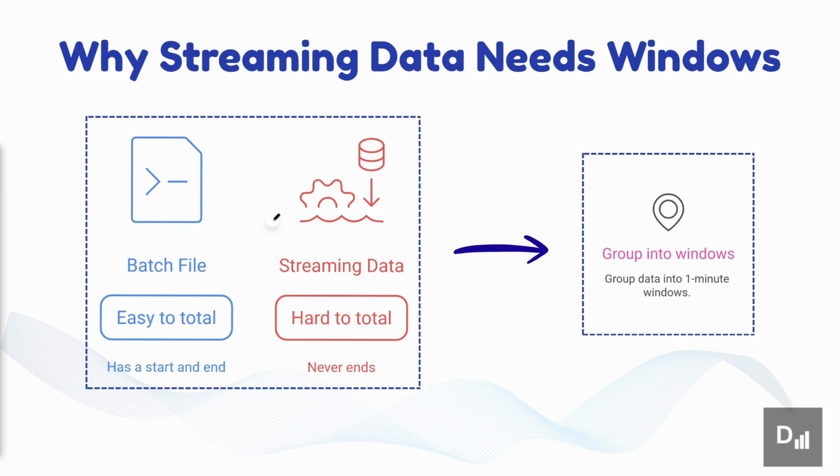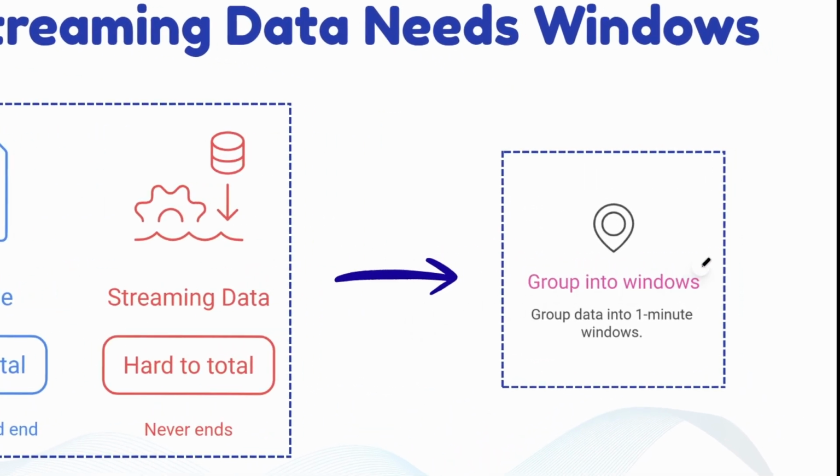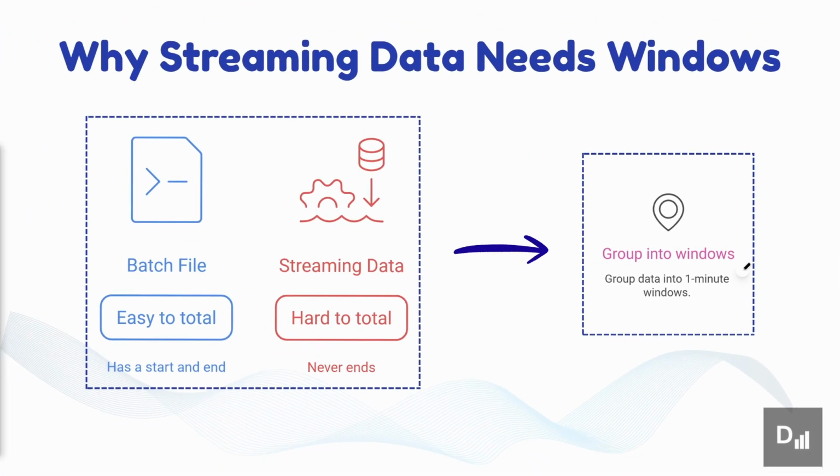Here is the problem. Imagine we want to know the total sales right now. With a batch file, that's easy. The file has a start and end date. But streaming data has no end. It just keeps coming. So we need a way to break the data into small time periods. These time periods are called windows. Today we'll group our sales data into 1 minute windows. Then we will calculate the total sales for each window. So let's see how it works.